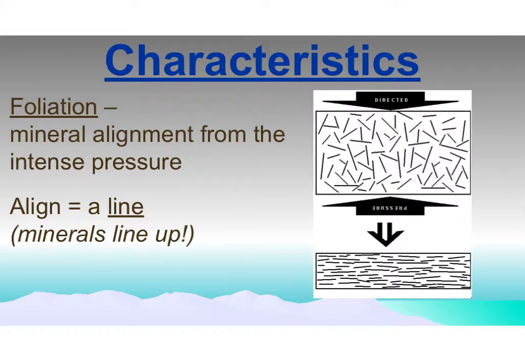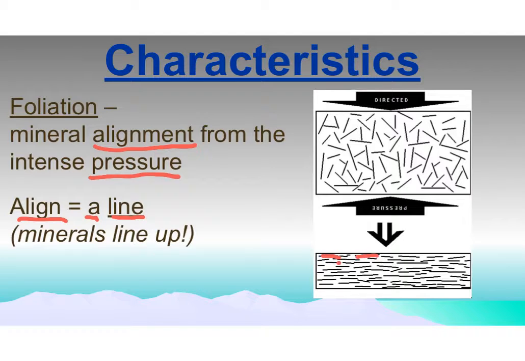So when metamorphic rocks are created, they usually have some very specific characteristics when they change. And the biggest one that we see in metamorphic rocks is something called foliation. Foliation is when minerals align. It's mineral alignment from the intense pressure. The way I think of this word alignment, align actually sounds like a line, and so this is when minerals are lining up.